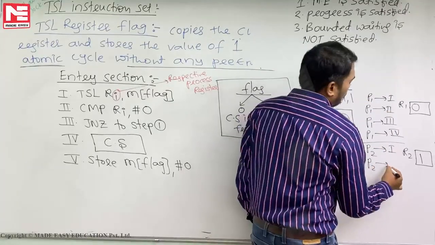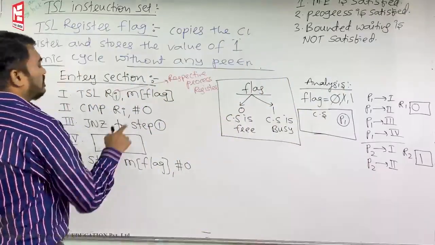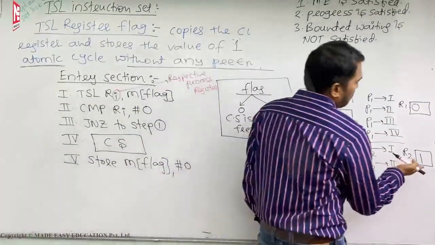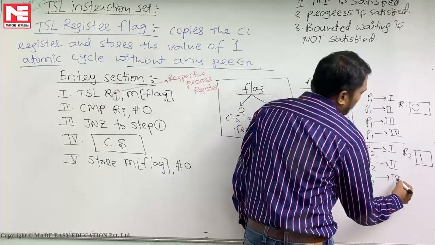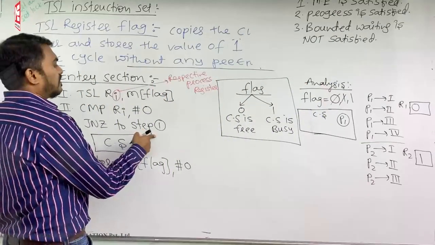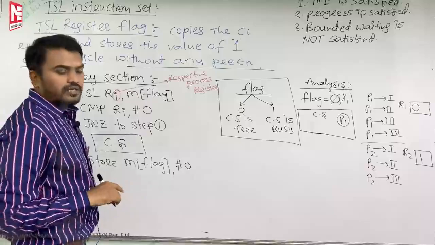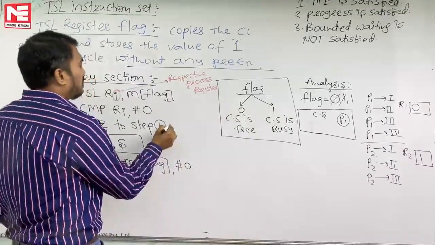Now P2 executing the second instruction. What is the second instruction? Compare the register value with 0. When you compare the register value with 0, is it zero or non-zero here? Non-zero. Now P2 executing the third instruction. What is the third instruction? Jump if it is non-zero to step 1. Will it jump here? Yes, it will jump to step number 1, because it is non-zero.